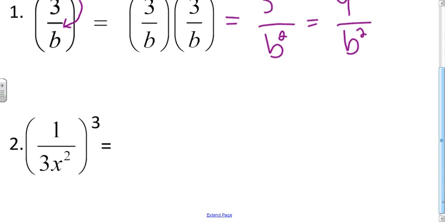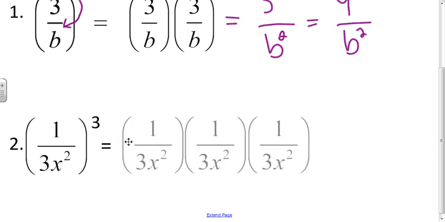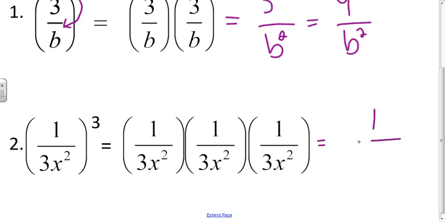If I have 1 over 3x squared, and I'm raising all of this to the 3rd power, well, really, all that is 1 over 3x squared used as a factor 3 times. What this is going to get me is 1 times 1 times 1, which is 1. 3 times 3 times 3, that's 27. X squared times x squared times x squared, x to the 6th.